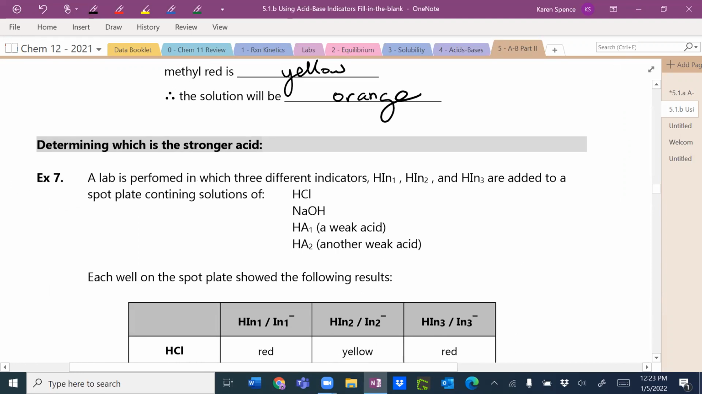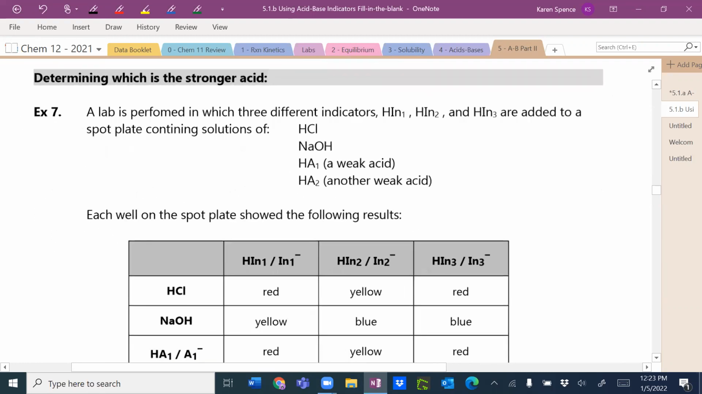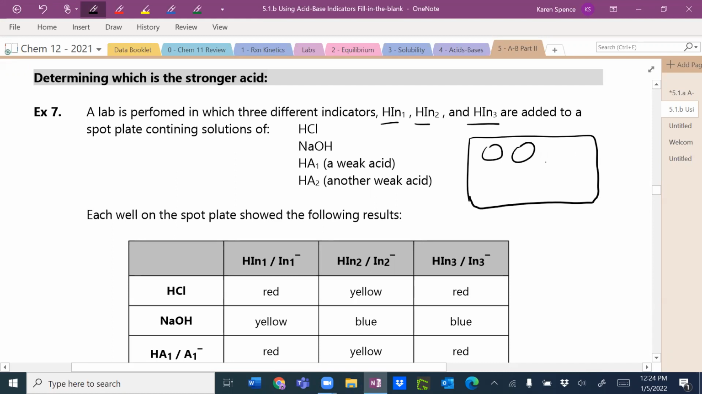Okay, now, I think everything up till this point is probably straightforward, hopefully. This part is the only part that might be a little tricky. This is the lab that we will do if we have time at the end of the course. A lab is performed in which 3 different indicators, HIN1, HIN2, and HIN3, are mixed in a spot plate. And if you don't remember what a spot plate is, it's like those ones that we used in the lab before Christmas, the ones that look like this.